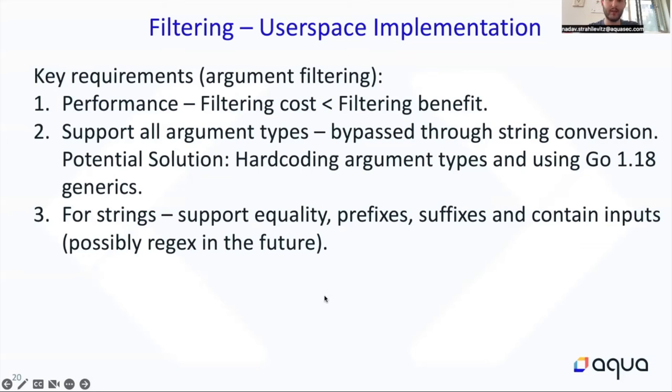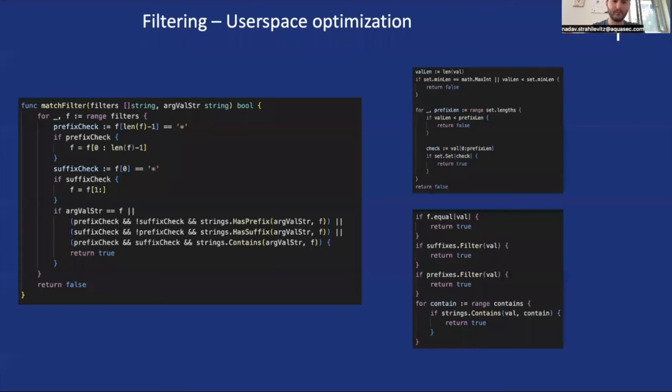Let's take a look at an example of how we optimized such filtering in userland. On the right side is our naive implementation of string filtering. However, since we know our filters before runtime, we can do better than this. This one takes O of n, where n is the amount of filters we have.